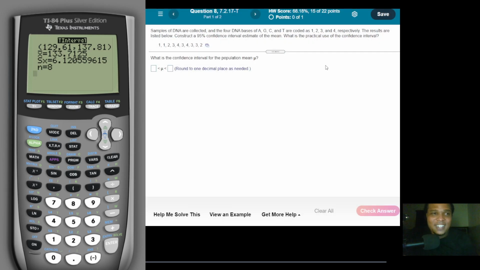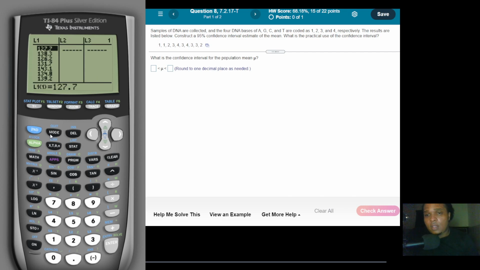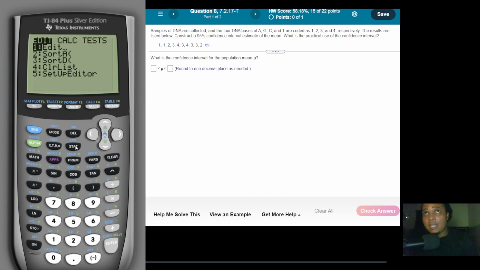That's great. Okay, samples of data are collected and so on. We already know what we're going to do. Hit stats, edit. Now, if you wanted to clear everything here, you can go all the way up here. Well, let me show you the safer way. And by safe, I mean there's a chance that you can delete your L1 flat out and you have to manually put it back in. But we'll do clear list.